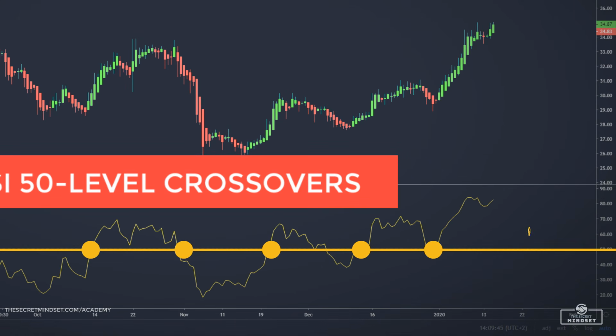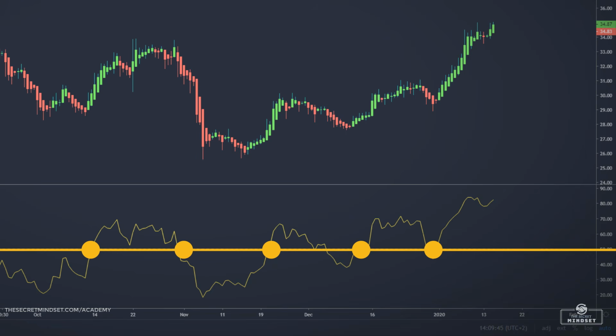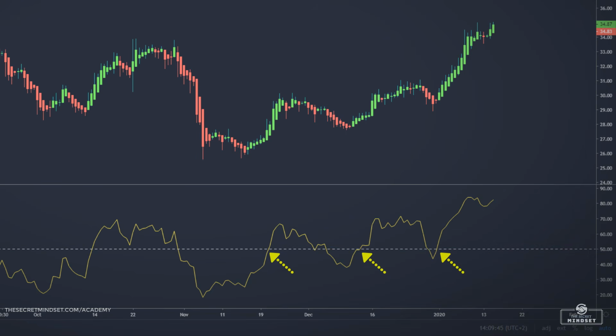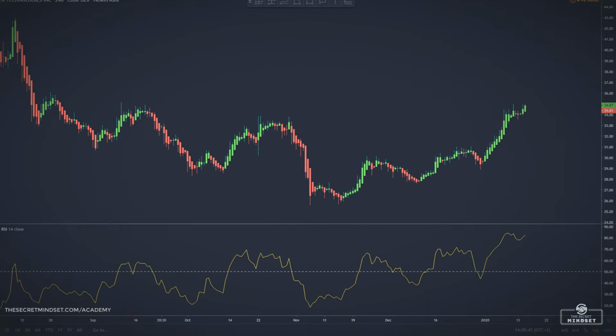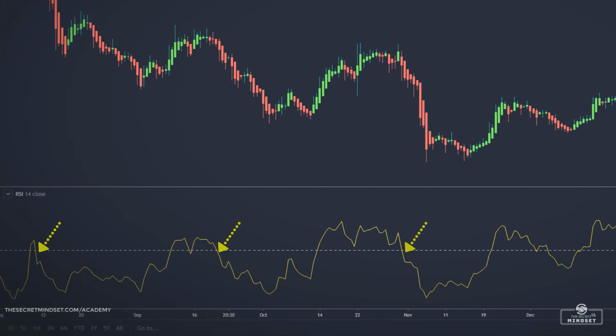A movement from below the centerline to above indicates a rising trend. A rising centerline crossover occurs when the RSI value crosses above the 50 line, moving towards the 70 line. This indicates the market trend is increasing in strength, and it is seen as a bullish signal until the RSI approaches the 70 line.